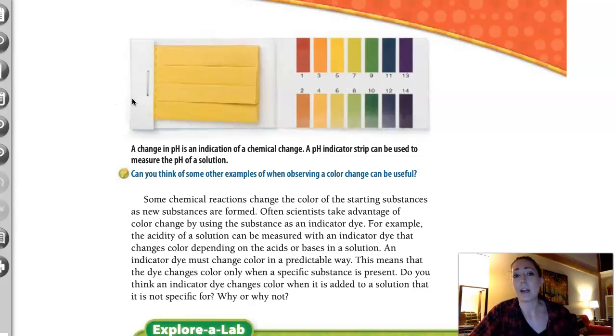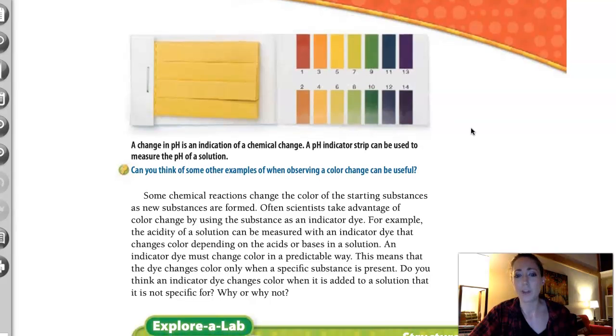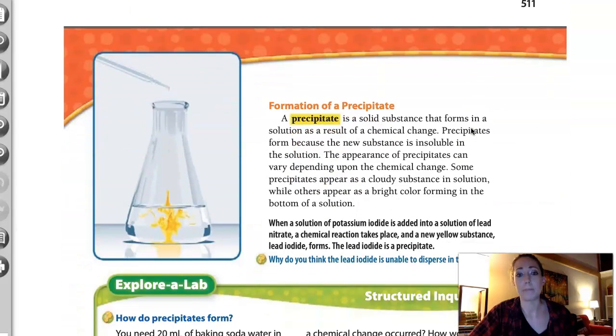So if we look up here, this pH scale, our indicator was that stinky cabbage juice. Remember that? And we had all of our color changes that happened because of that indicator. So pH strips are another type of indicator. Remember, we used these when we made the soap to make sure that our lye was safe and ready for us to use so that it wasn't too acidic and harsh. All different ways of indicating what type of chemical changes have happened.